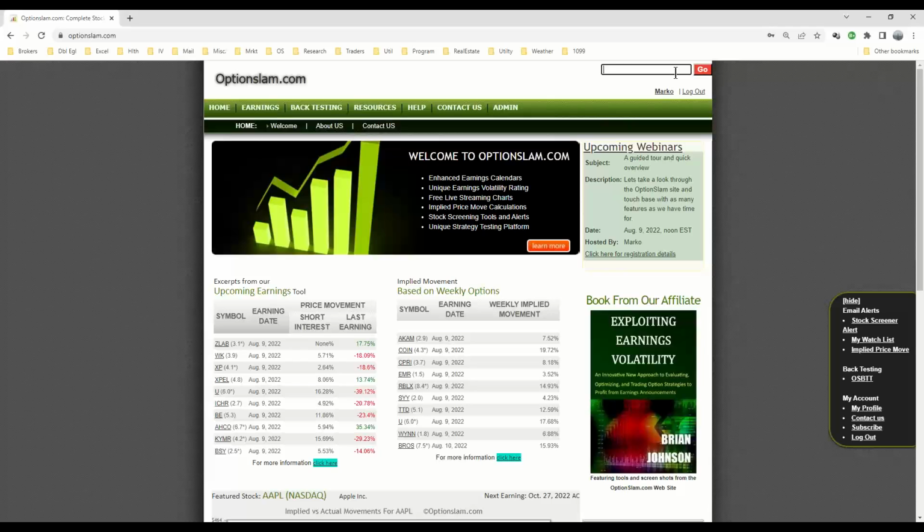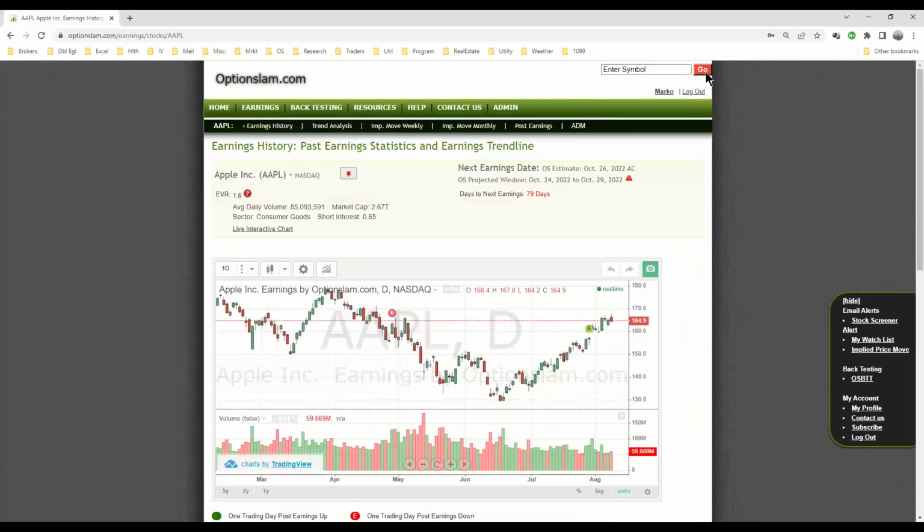This box allows you to enter a symbol, not necessarily case sensitive. As you can see, I typed in Apple symbol, and I can hit enter on my keyboard, or I could click that go button. What this does is it takes me to a page where the black bar has now changed to a navigation bar that is specifically for Apple information. There are all of these pages: earnings history, trend analysis, implied move weekly, implied move monthly, and the post earnings page. So clicking any of these links takes me to those specific pages.